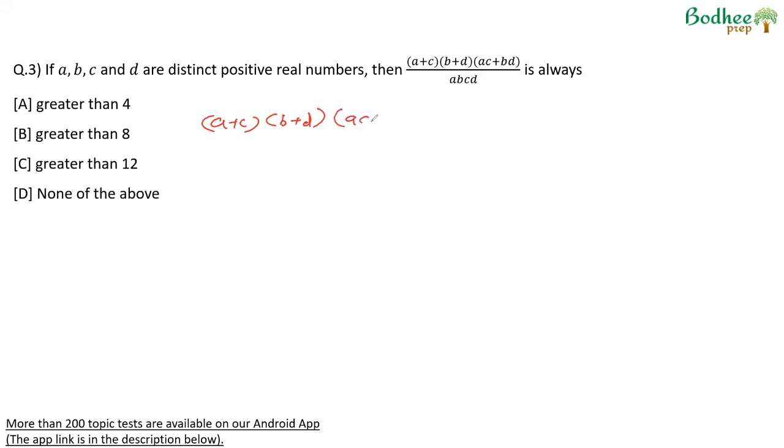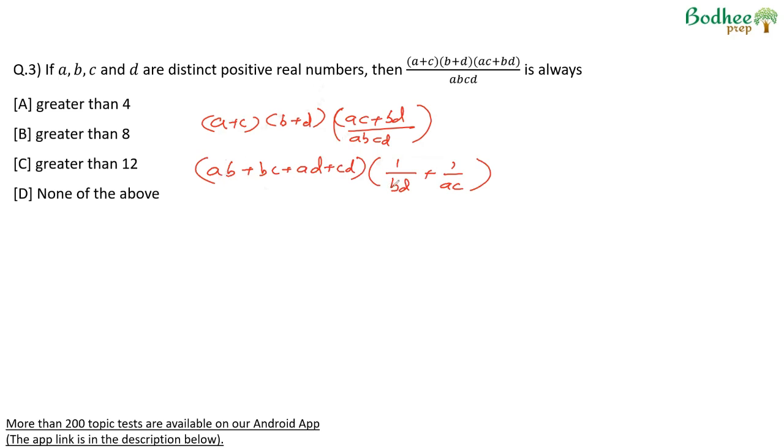This I am writing as AC plus BD upon ABCD. Here we can write AB plus BC plus AD plus CD multiplying the first two terms is equal to AC upon ABCD will be 1 upon BD plus BD upon ABCD will be 1 upon AC.